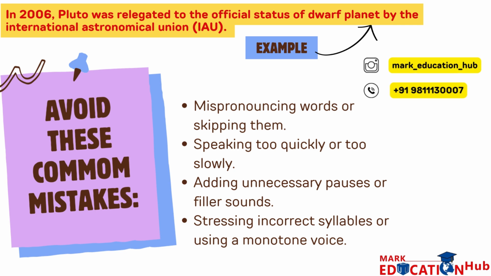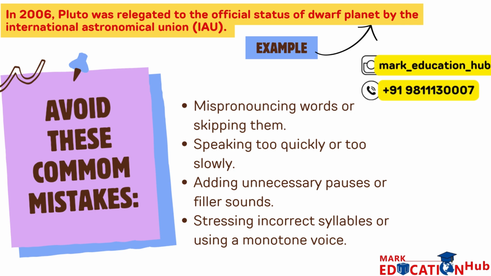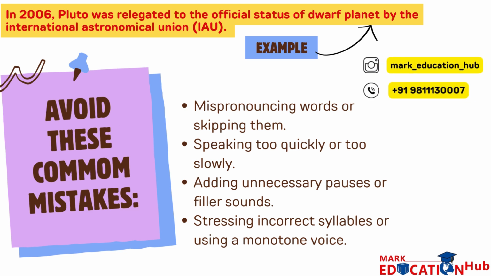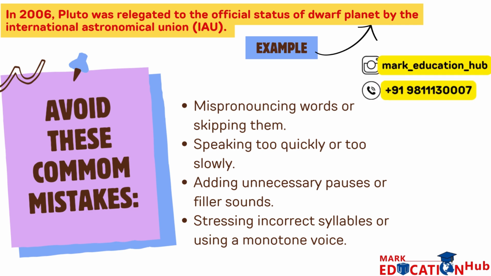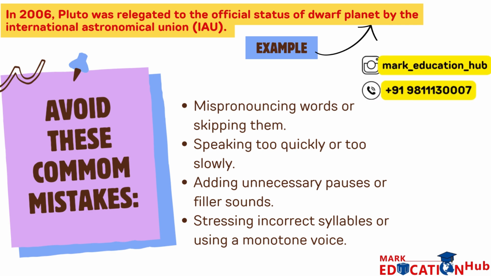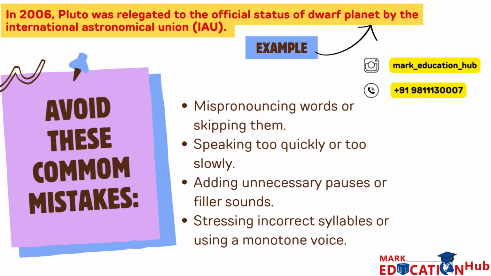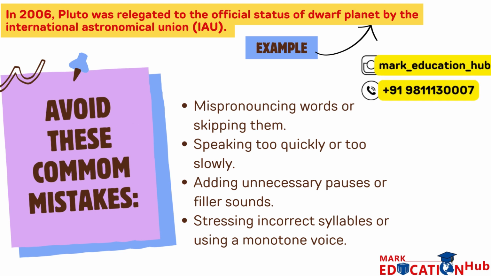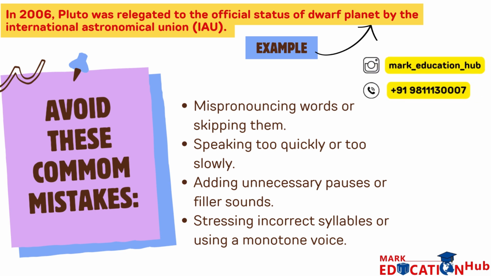Coming on to the third point, which is adding unnecessary pauses or filler sounds such as um, etc. It means that if I add an unnecessary pause after every word, it will affect my fluency and hence my marks will get deducted. For example, in the above sentence, if I read it like, in 2006, Pluto, was, relegated, so here my fluency is getting affected.